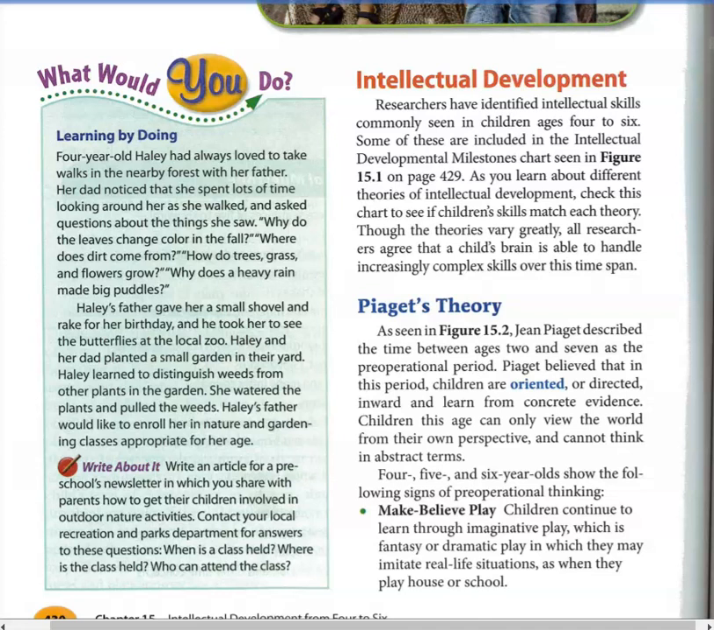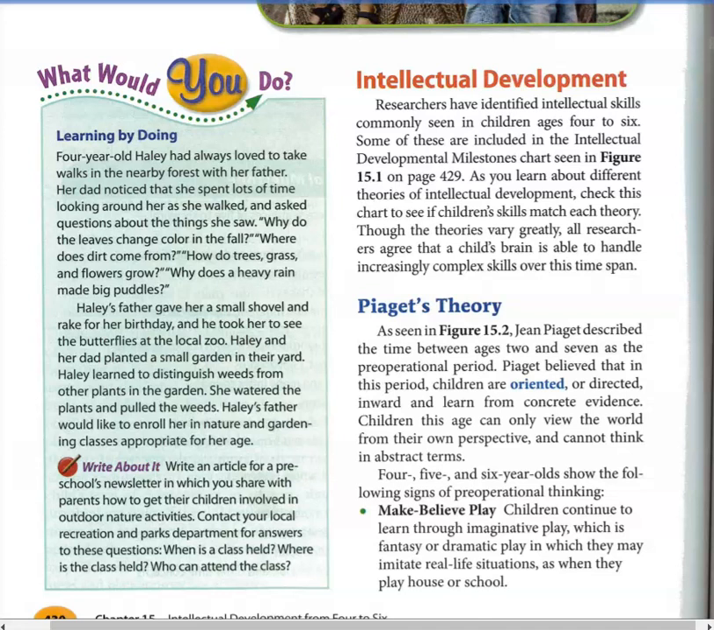pre-operational period. Okay? This is when children are oriented or directed inward and learn from very concrete evidence. So they need to learn from their own perspective, and they're not able to really think in abstract terms. Okay? So they're going to be using things like make-believe play. So they're learning through imaginative play, which is typically very fantasy or dramatic play, but they're still imitating real-life situations that they see on a daily basis.